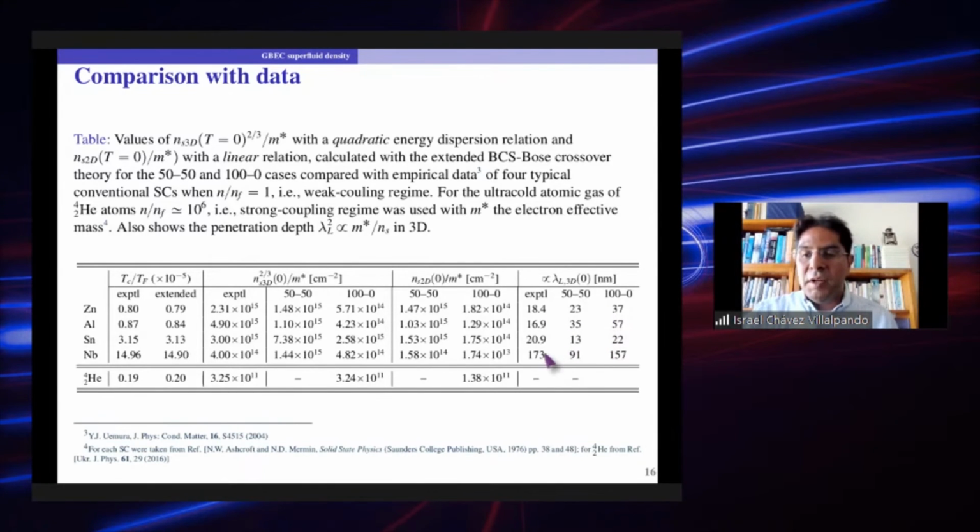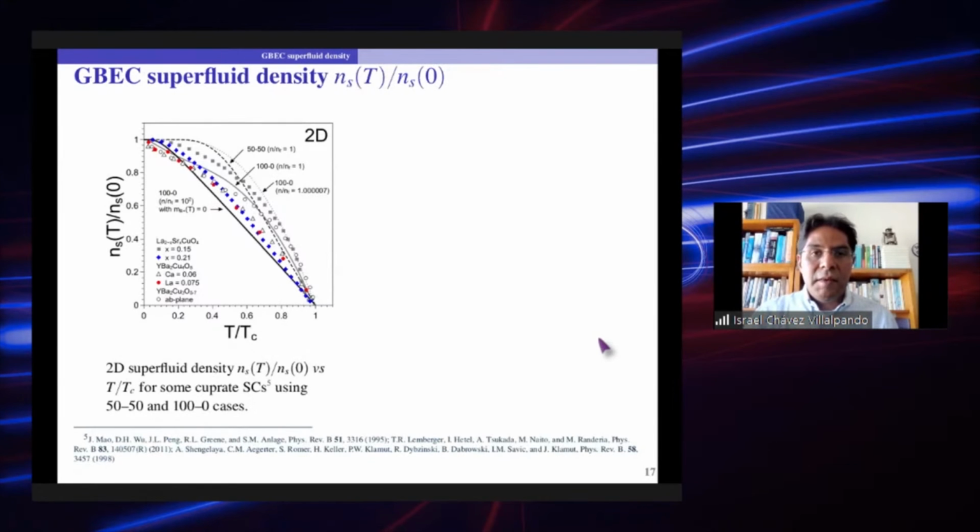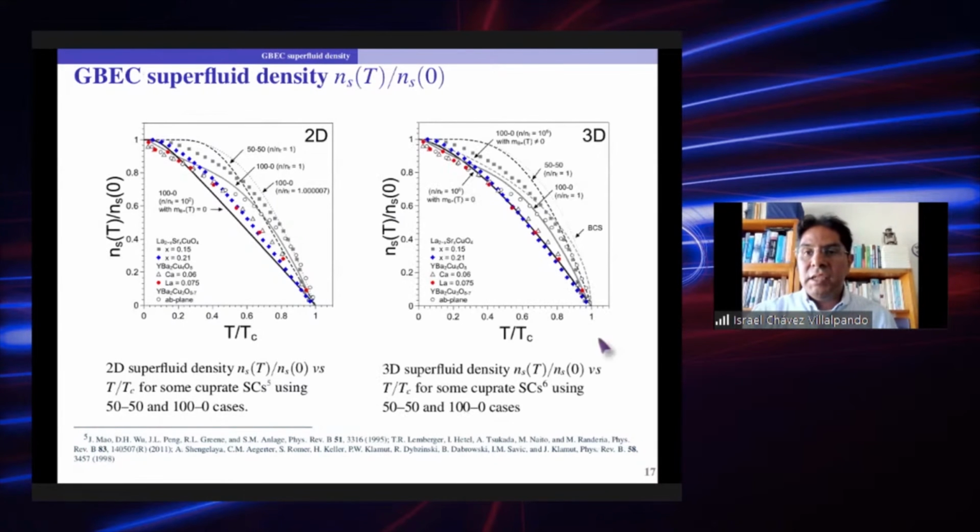And the last column is the penetration depth. We follow this approximation used by Uemura, and you can see that this is the London penetration depth for the 50-50 case, and the 50-50 case is near the experimental data, but the 100 case is even nearer to the experimental data, especially for thallium. This is very interesting for us because this can suggest that the charge carriers here are electron pairs.